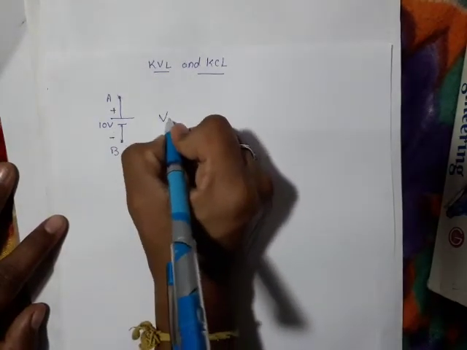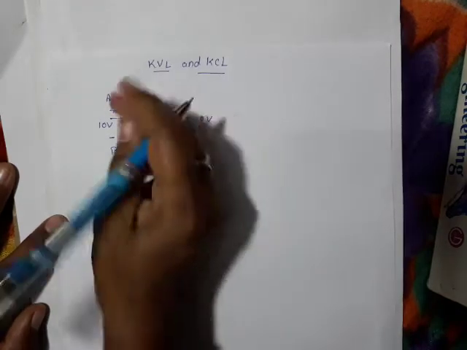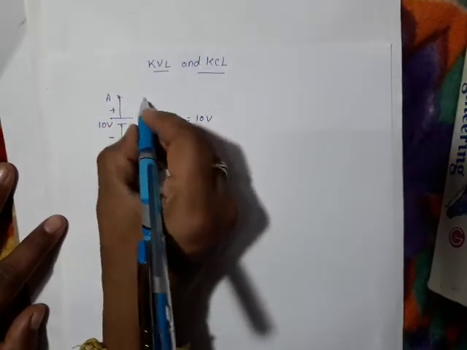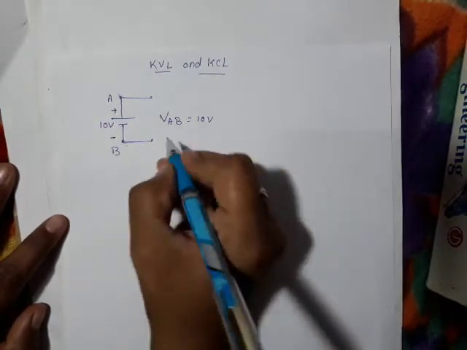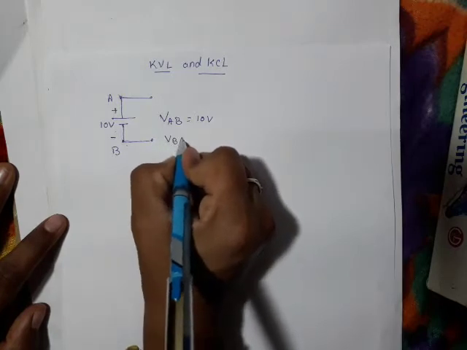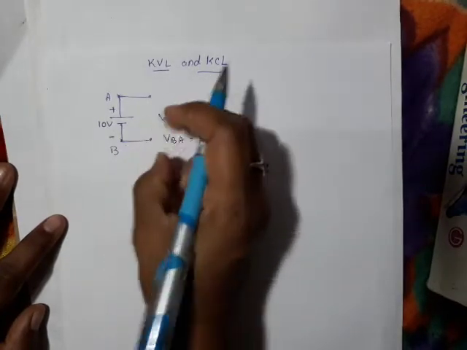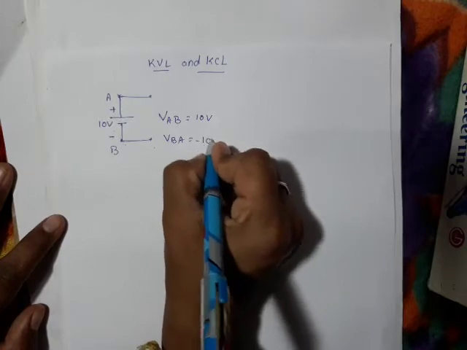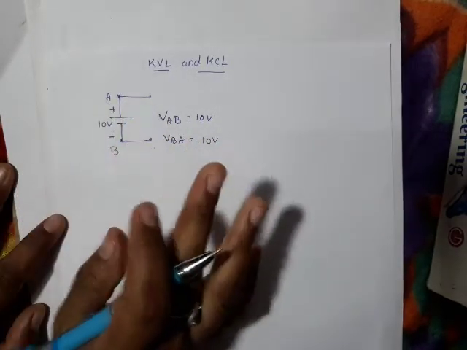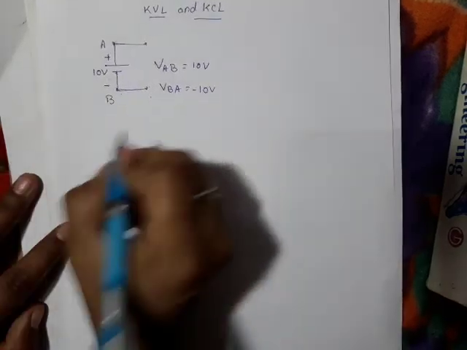If you apply KVL from here to here, I can write it as VAB is equal to 10 volts. Whatever the supply you are getting at these two terminals, that is 10 volts. VBA means the opposite direction, from here to here. Checking the voltage from here to here, it is minus 10 volts. We are just measuring between points A and B.